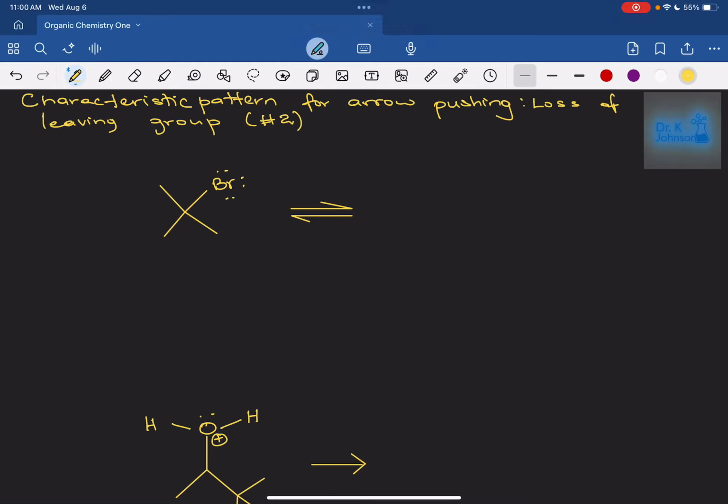Let's talk about, we're just gonna call it rule number two, or characteristic pattern number two, that you will notice when you write reaction mechanisms, right? This one is about the loss of a leaving group. Now, a leaving group is exactly what it says. It's a group that leaves, right?